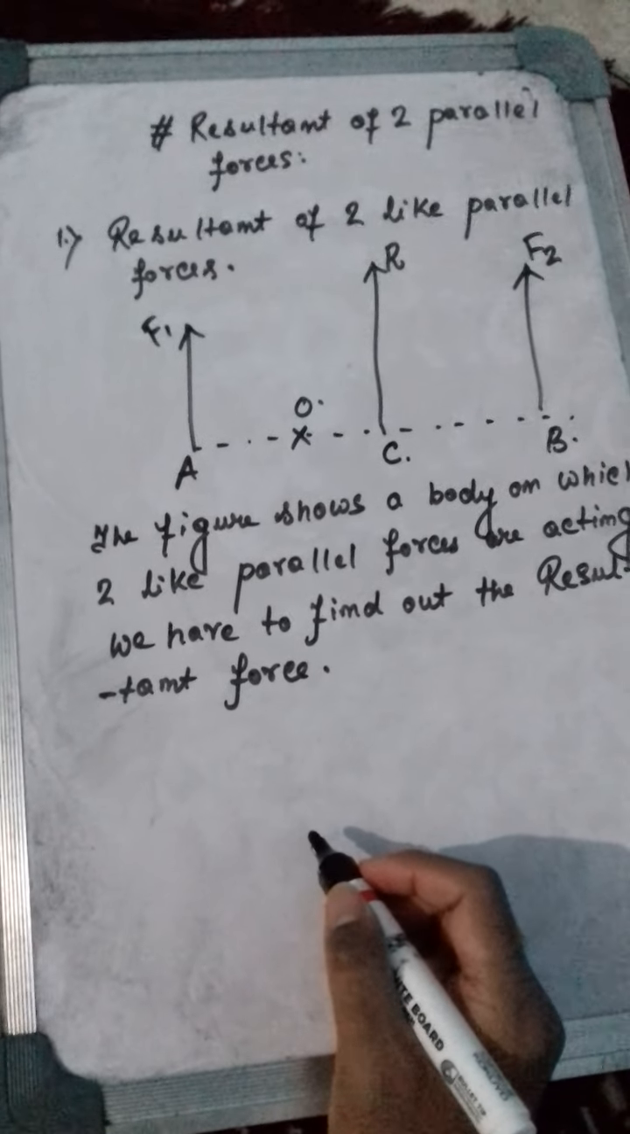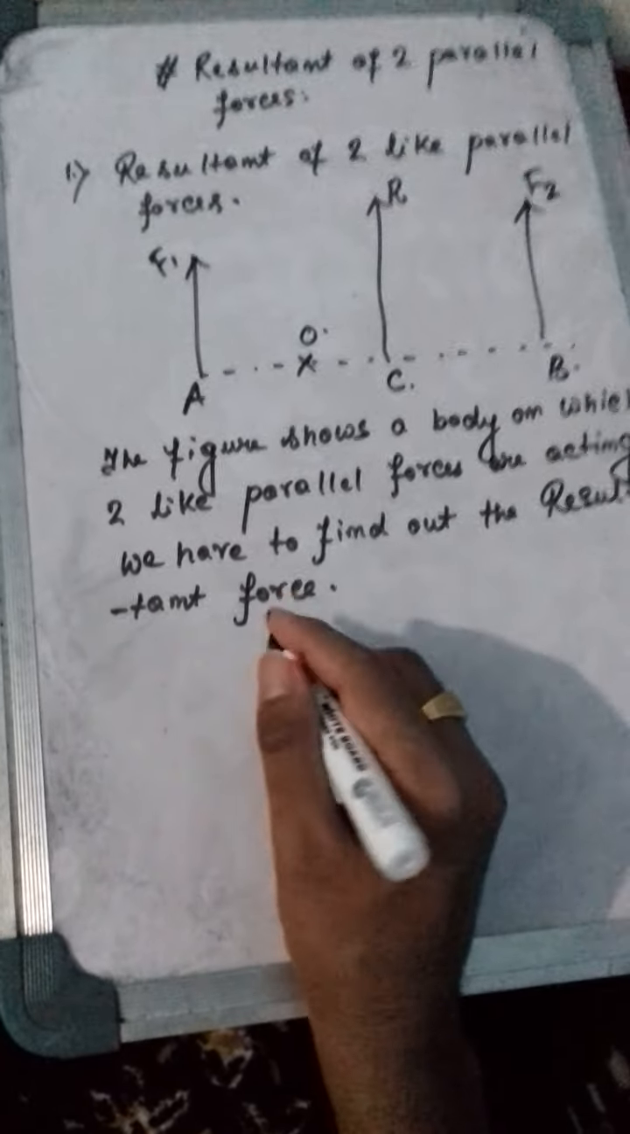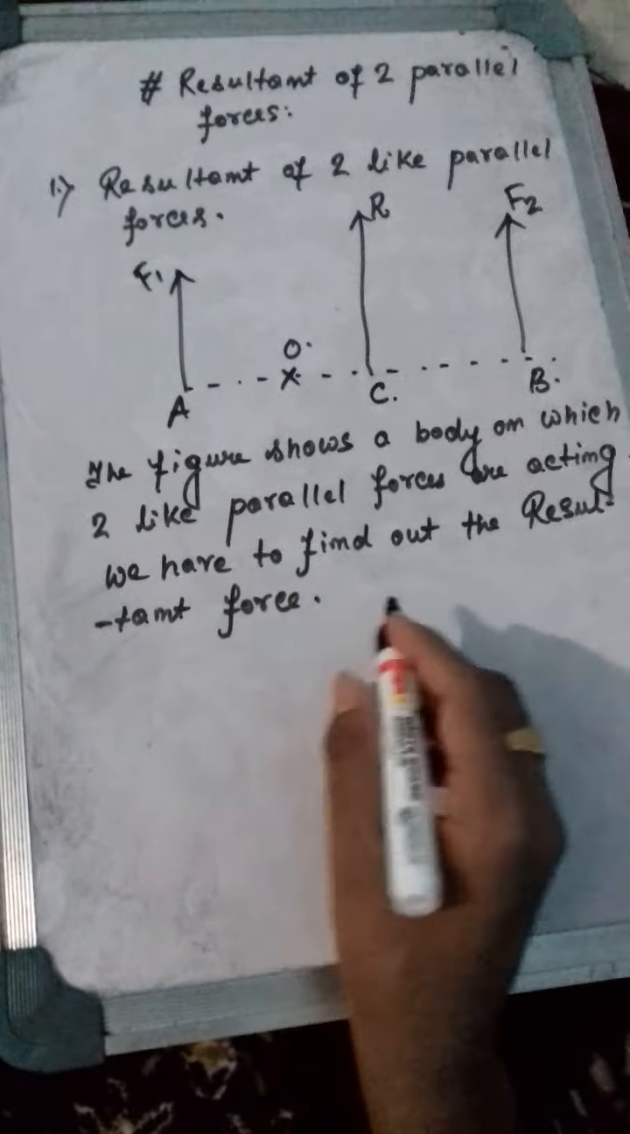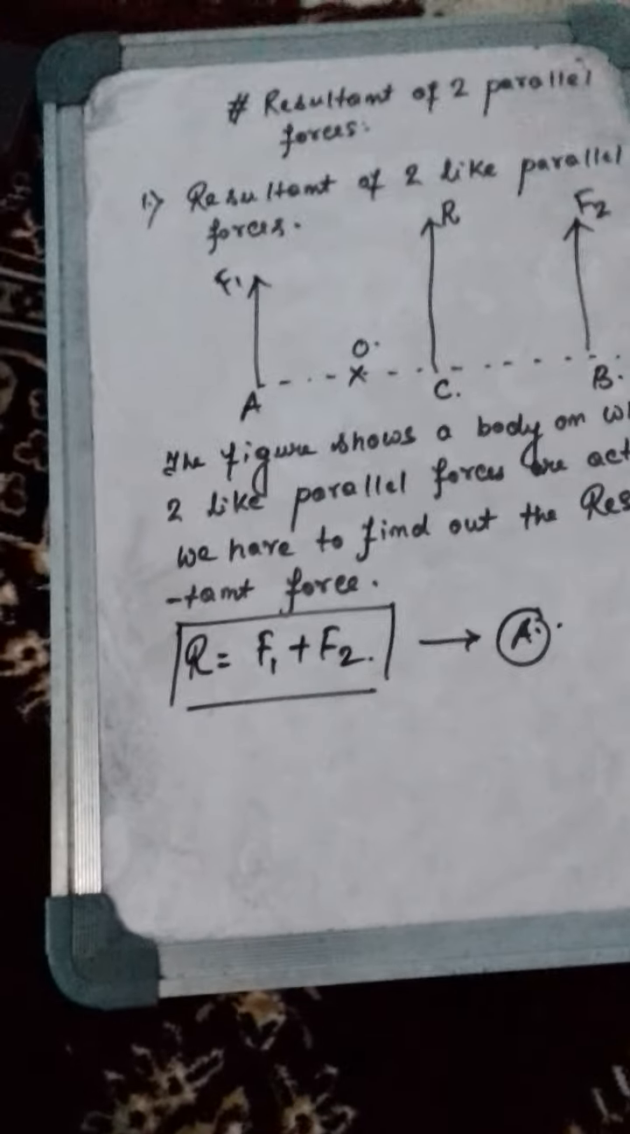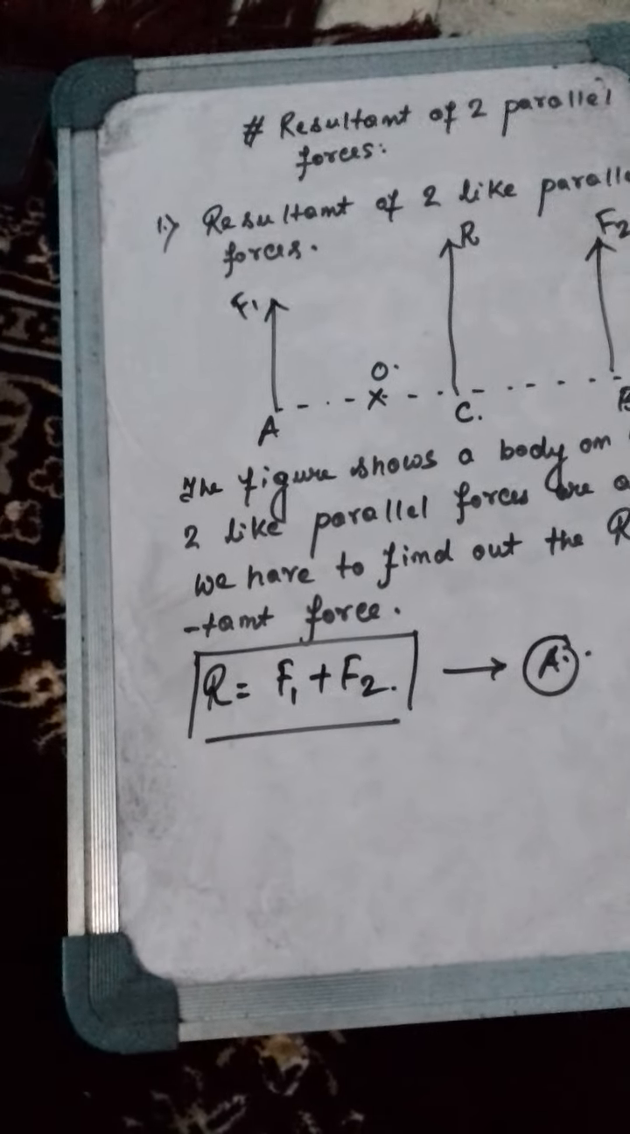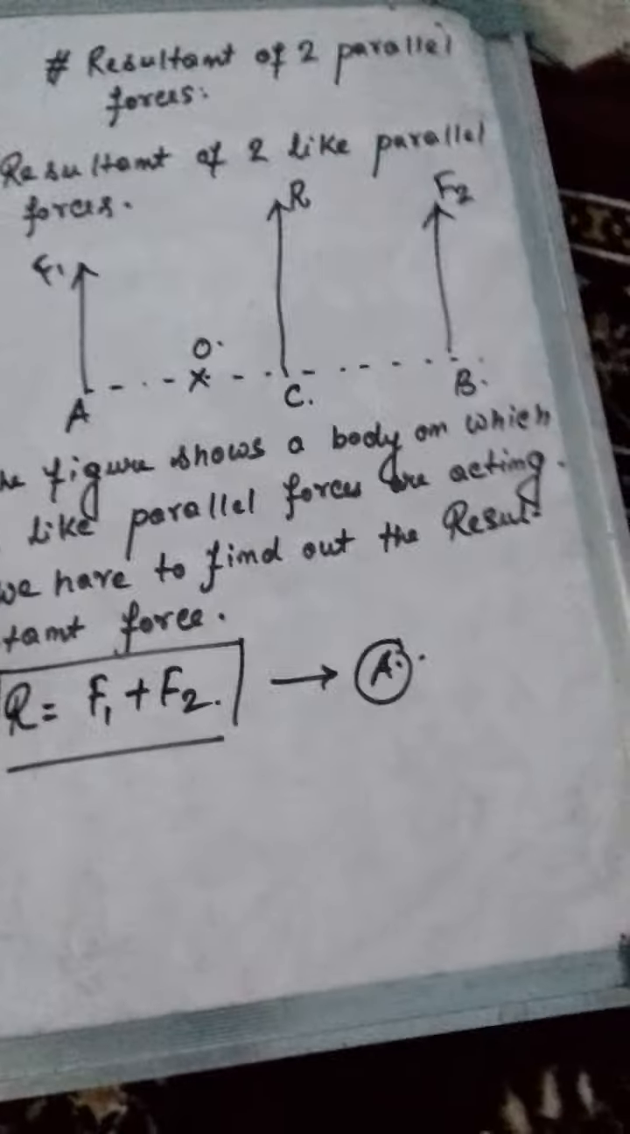Now the two forces are acting in the same direction, so what will we get? Obviously the resultant will be given by F1 plus F2, because both the forces are acting in the same direction. I hope it is clear. Now we have to find out the point at which the resultant force is acting. So for that, let us go to the board. How do we find out the point at which the resultant force is acting?